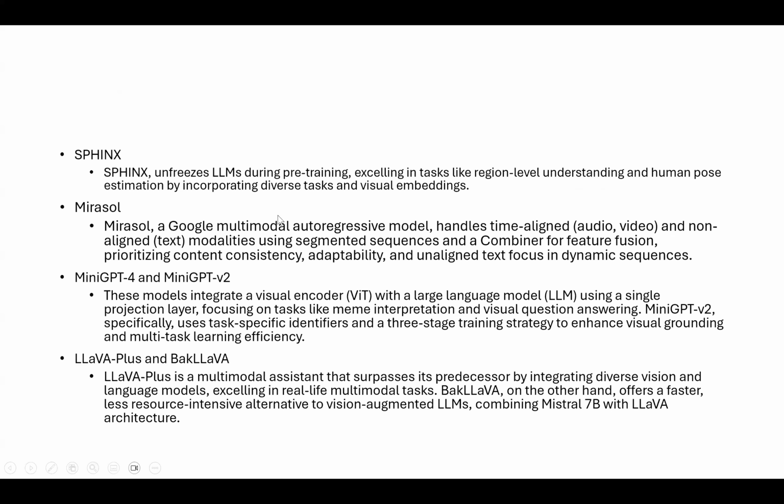Then you have MiniGPT and MiniGPT-v2. These models integrate a visual encoder with an LLM using a simple projection layer, focusing on tasks like meme interpretation and visual question answering. MiniGPT-v2 especially uses a task-specific identifier and a three-stage training strategy to enhance visual grounding and multitask learning efficiency. Then you have LLaVA-Plus and BakLLaVA. The original LLaVA was the language understanding model, and LLaVA-Plus is text generation through multimodal input.